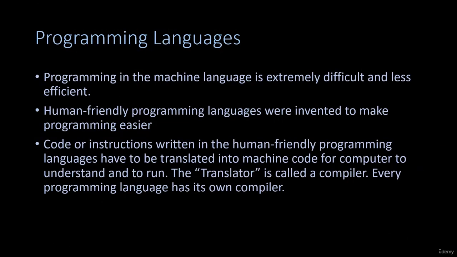Programming using the machine language is extremely difficult and less efficient. So human-friendly programming languages were invented to make programming easier. Code or instructions written in the human-friendly programming languages have to be translated into machine code for the computer to understand and to run. That translator is called a compiler, and every programming language has its own compiler.